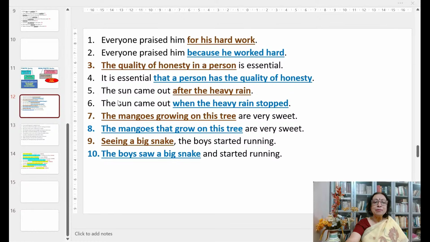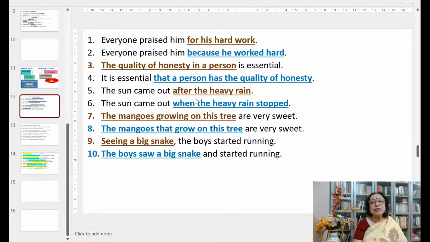Now, if you have the same thing in a clause form, what do you do? Everyone praised him because he worked hard. Now, see, work was noun here. It has become past tense verb, finite. Work past tense is worked. He is the subject. Therefore, we require a verb. And that verb is worked. So immediately, because he worked hard becomes a clause. It is no longer a phrase because worked has come. Worked is a finite verb.